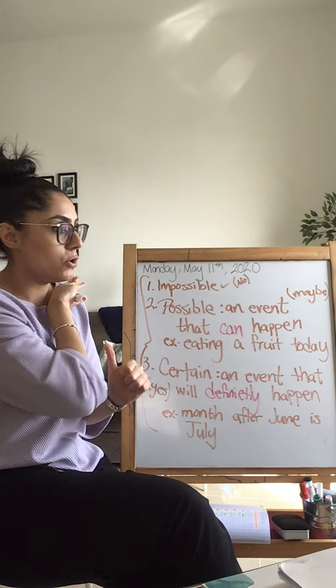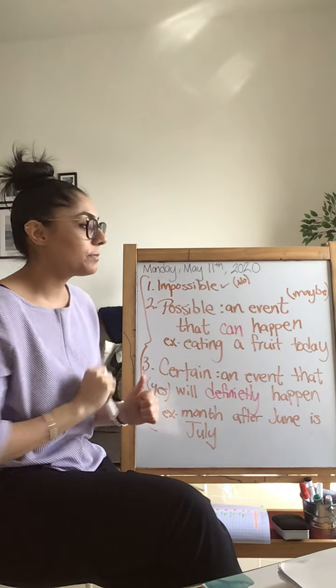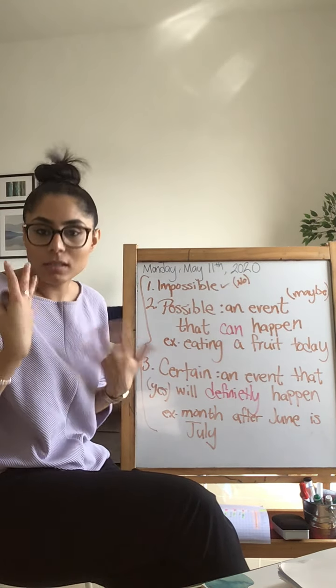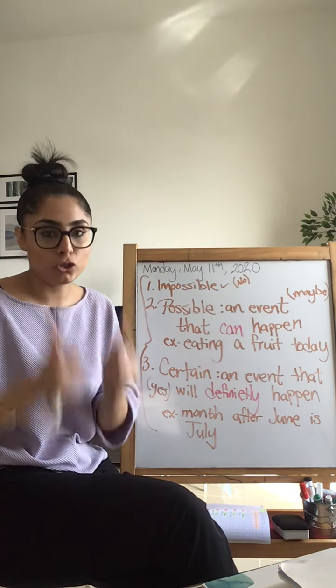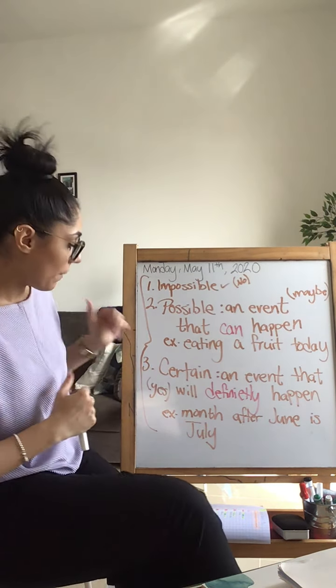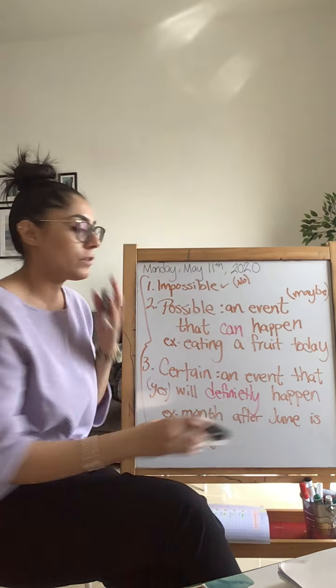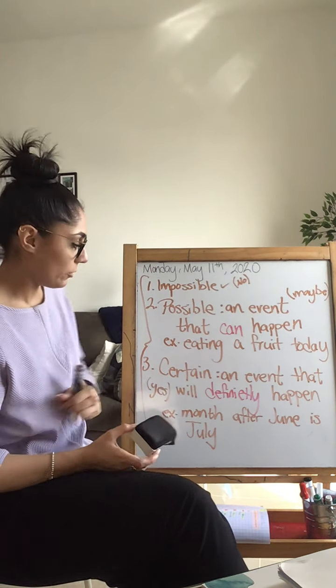Impossible, which just means nope, never. Possible, which means yeah, maybe. It's like the chances are there. Certain, for sure going to happen. Okay, copy that down, pause the video, and then we're going to move on to the last 2 vocabulary words.